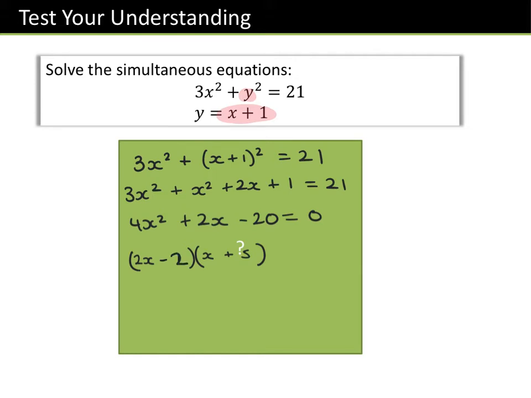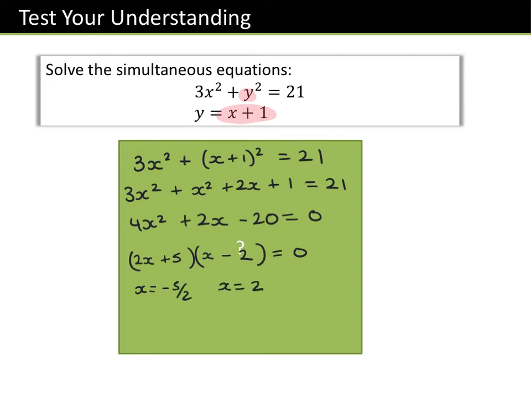What did we get? x equals 5. I've done this completely wrong. Right, so this one is x plus 5, x minus 2. Oh, yep. So now I'm going to get x equals minus 5 over 2 and x equals 2.